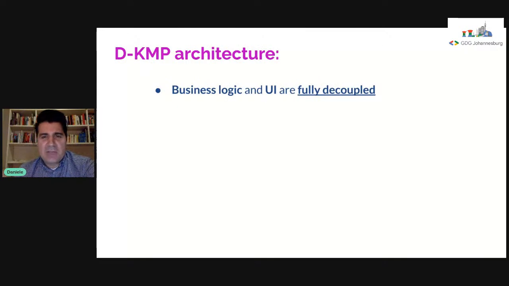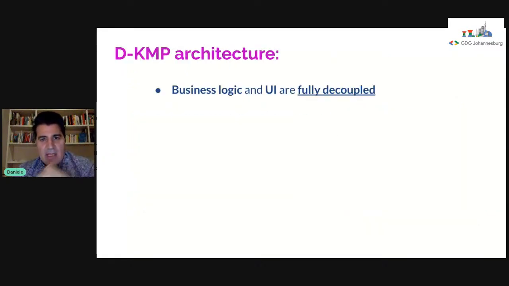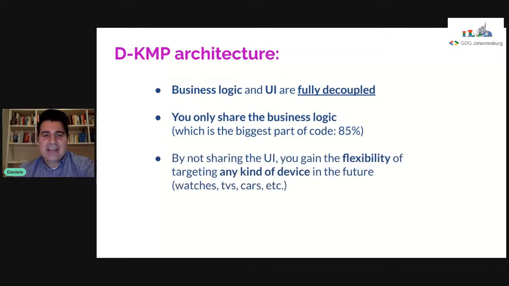So let's see in more detail what the D-KMP architecture is about. As you can also see from the diagram, there is the UI layer and the business logic, which can be fully decoupled. And we only share the business logic, which is, by the way, the biggest part of the code, which is 85%. It sounds like a very big number, but hopefully in the talk you'll understand why this 85% is such a high number.